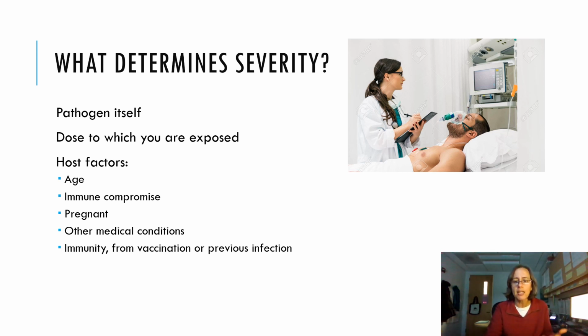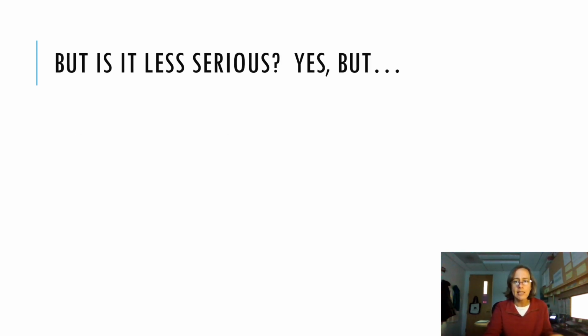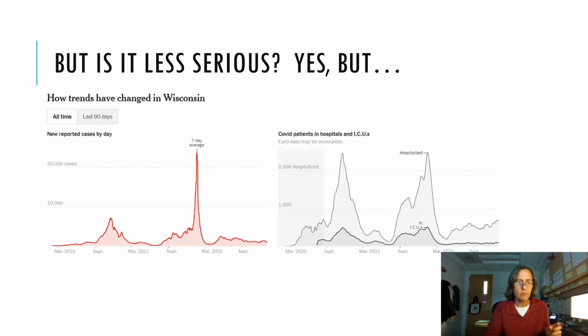But when we look at the potential impact, even though it's less severe, we can see, so now we're going to look at data for Wisconsin, that the number of people who got hospitalized from the Omicron surge was just about as high as the number of people who got hospitalized from our first winter surge. So our second winter with COVID was just as bad as our first winter, despite the variant being less severe in and of itself.